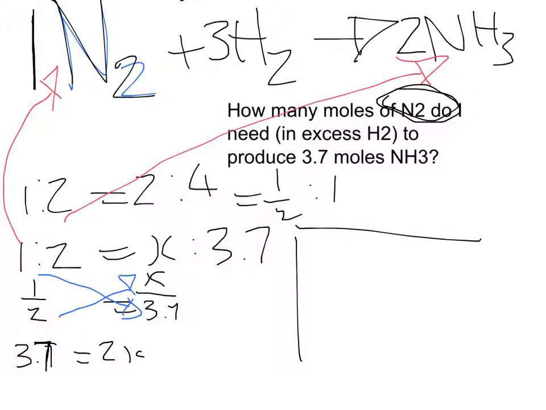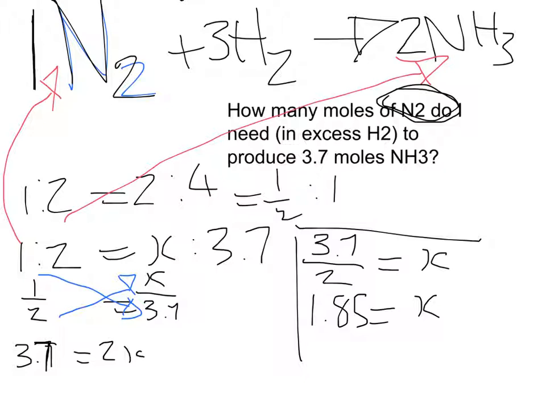So if I divide both sides by 2, 3.7 divided by 2, that gets X by itself. So I'm ending up with 1.85 equals X. So in summary, how many moles of N2 do I need? I need 1.85 moles. Let's write that in. Fantastic.